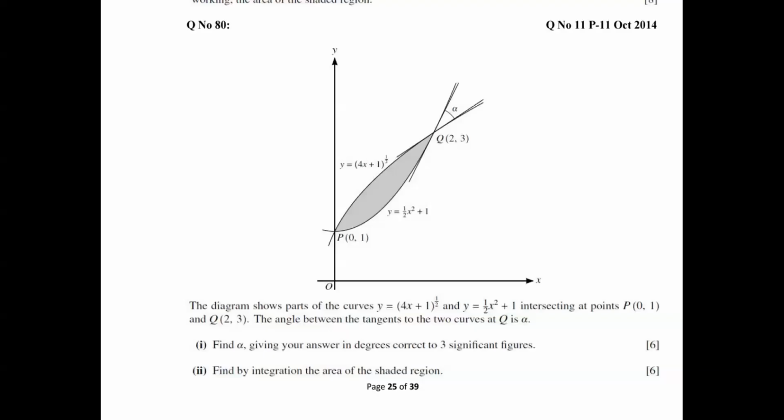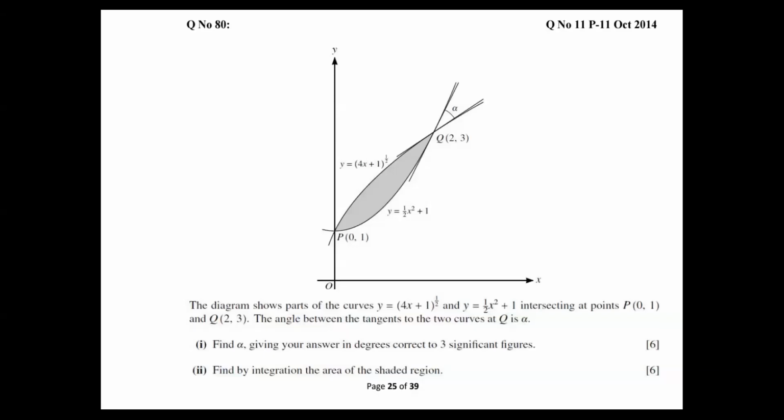Bismillah ar-Rahman ar-Rahim. This is October 14, first 11 variant, and question number 11. Topic is the AS level integration. So first of all, if we look carefully, we have a given angle alpha.